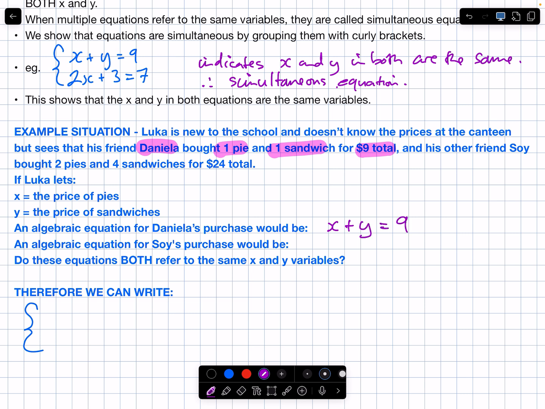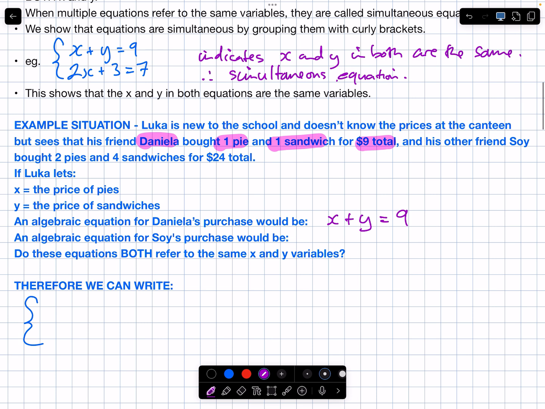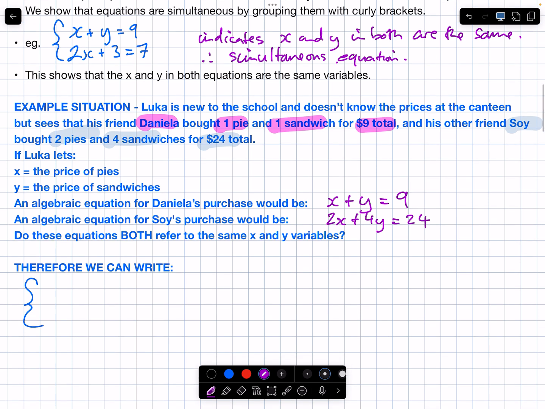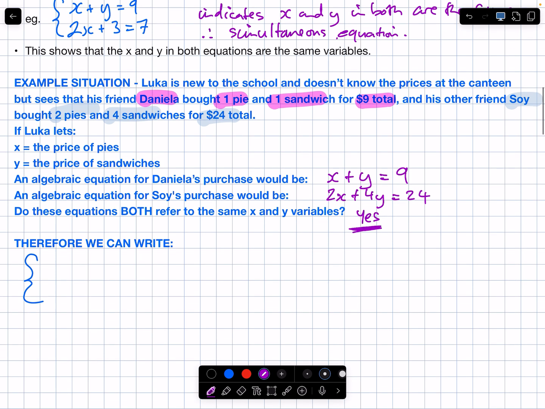By itself, I can't solve that. But what did Soy do? Soy, 2, 4, 24. So someone else. What would Soy's equation be? 2x plus 4y equals 24. Can we check in our minds, do these equations both refer to the same x and y? Is it the same canteen? Yes. Because that's the case, they are simultaneous equations.